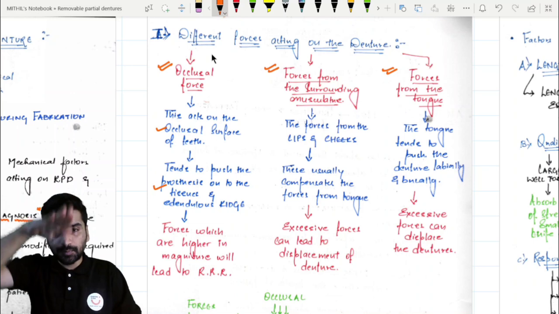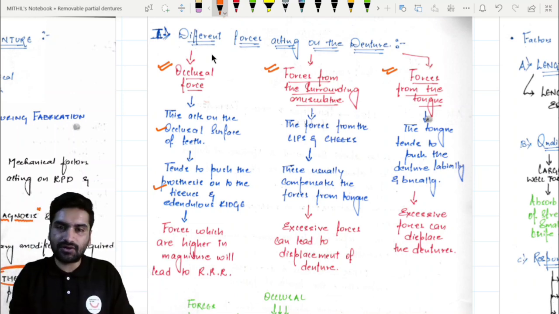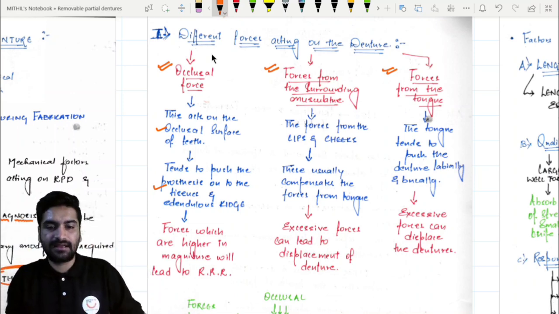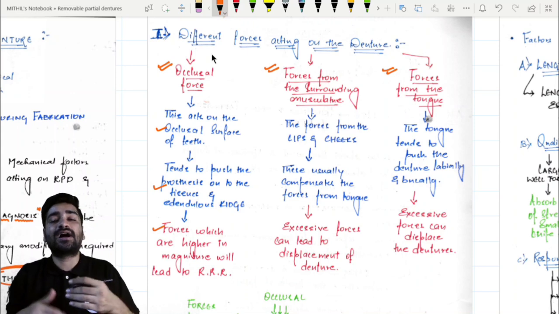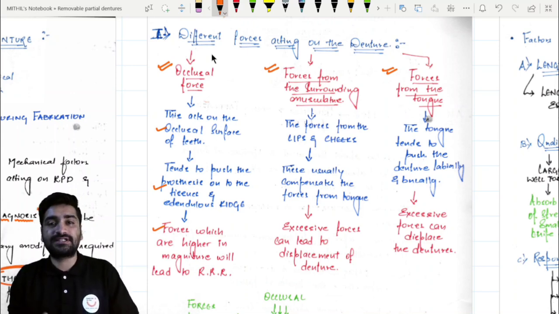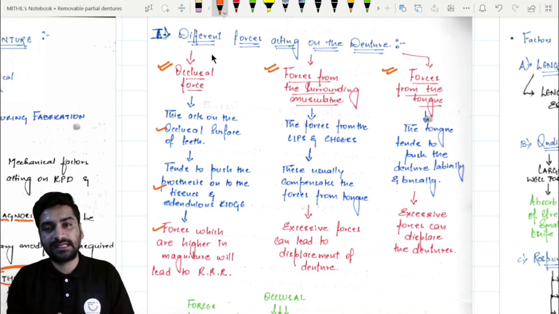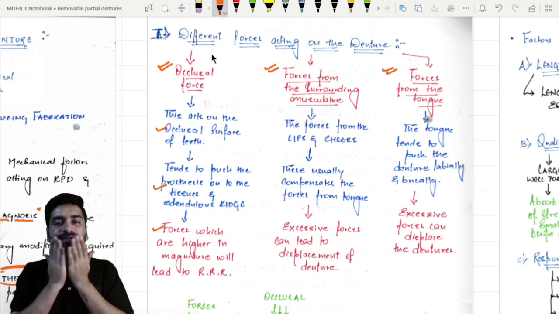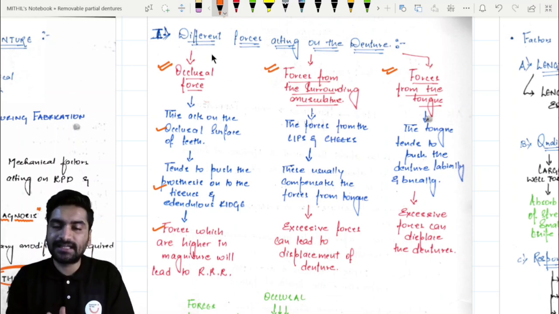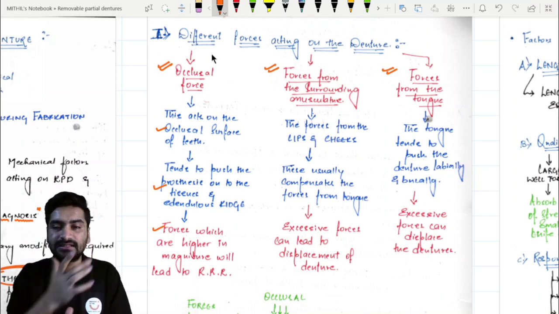So it will tend to push the prosthesis towards the tissue or the edentulous ridge, and forces which will be of higher magnitude, which are intolerable by the edentulous ridge, are going to lead to residual ridge resorption. Okay, first thing. Second, force from the surrounding musculature. That is mainly from your lips and the cheeks.